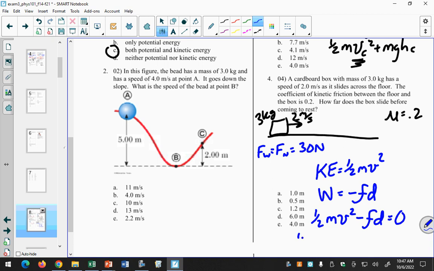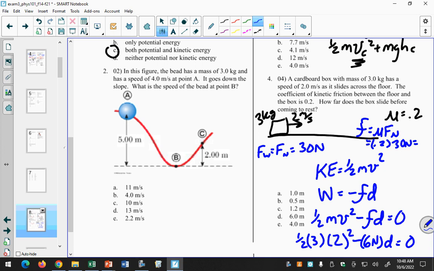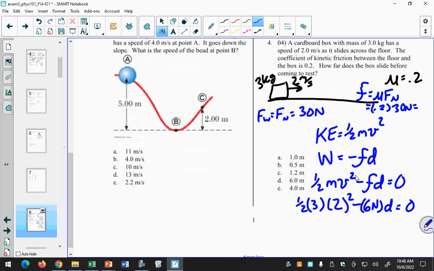So I know a lot of this. I have 1/2 m is 3. Its initial speed is 2 meters per second, squared, minus, I don't know the frictional force, but look, I can find it. The frictional force is mu times the normal force, so that's 0.2 times 30 newtons, so that's 6 newtons. So 6 newtons times the distance that it travels. That's what I want to know, how far does it travel, and that's going to be equal to 0. So I have 6 minus 6 times d equals 0. So d is going to equal 1 meter.